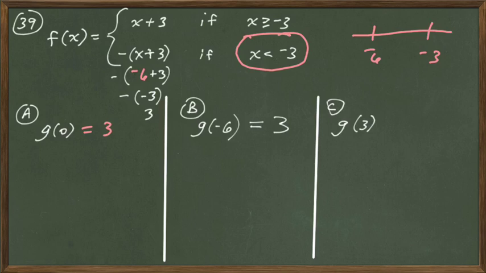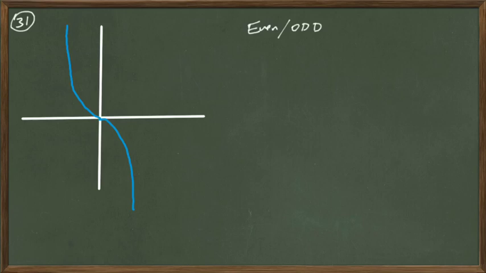Finally, for part C, it's g of negative 3. Now, is negative 3 bigger than or equal to negative 3, or less than negative 3? I believe it's the equal part, right? So if you put negative 3 into here, what would you get out? 0. Any questions on symmetric?